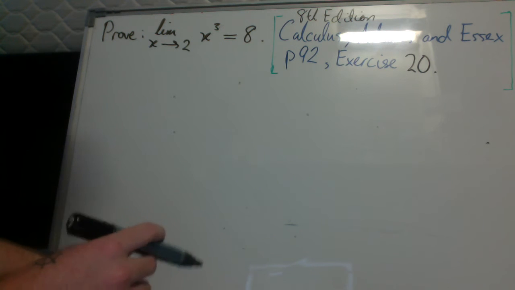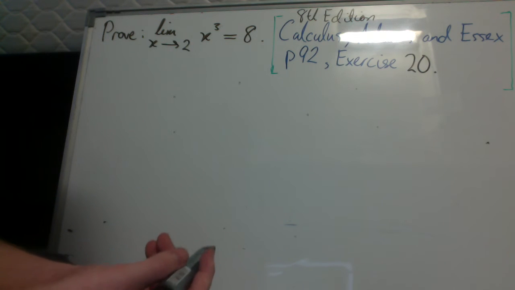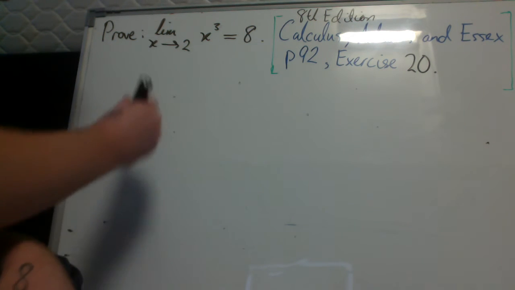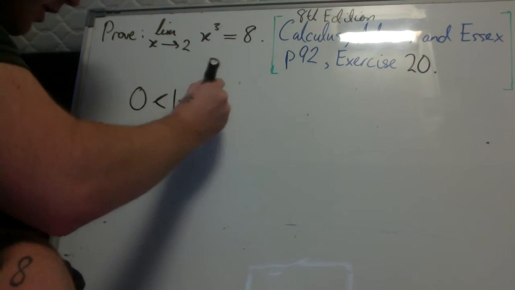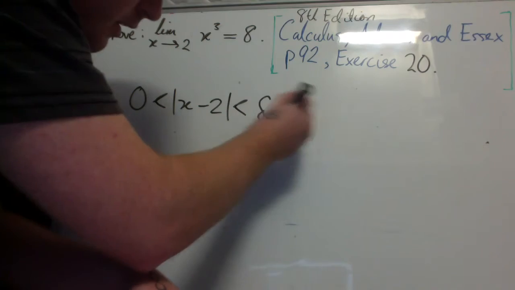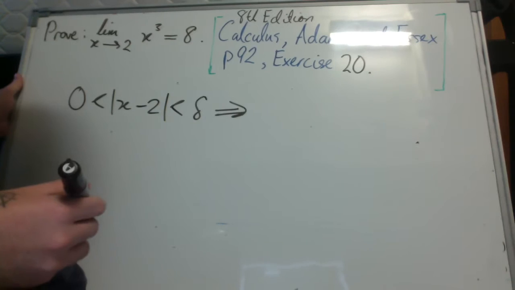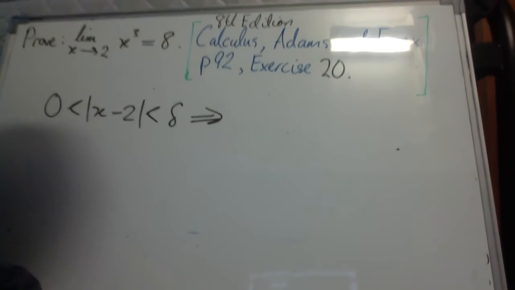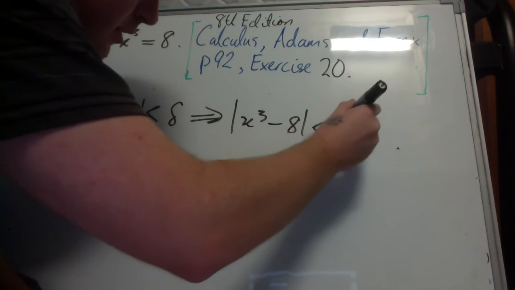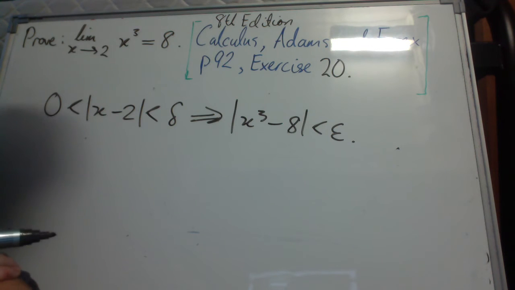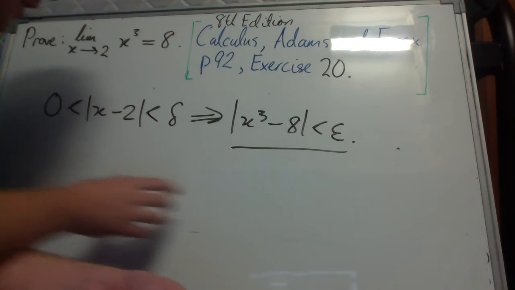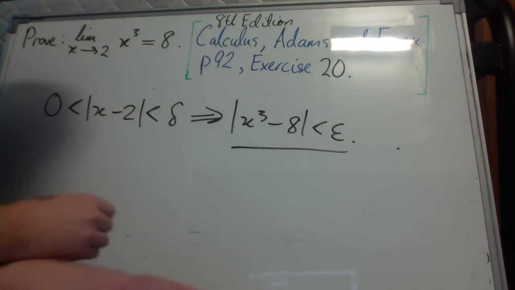Okay, so same as before, we consider the definition. I'm not going to write it out in full this time, I'm just going to write the implication. So we have 0 less than the absolute value of x minus 2 less than delta, implies the absolute value of x cubed minus 8 less than epsilon. Same as before, we'll start with the right hand side of the implication and manipulate it until it looks like the left hand side.